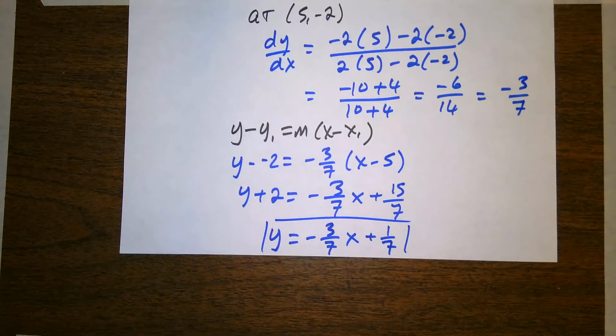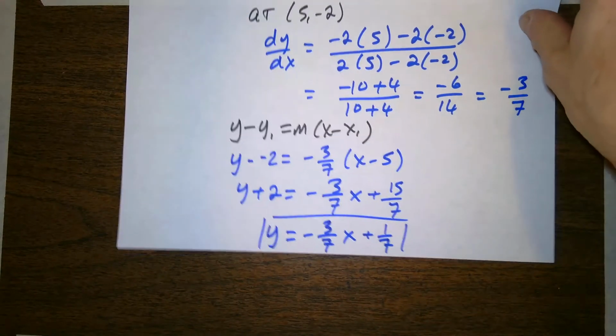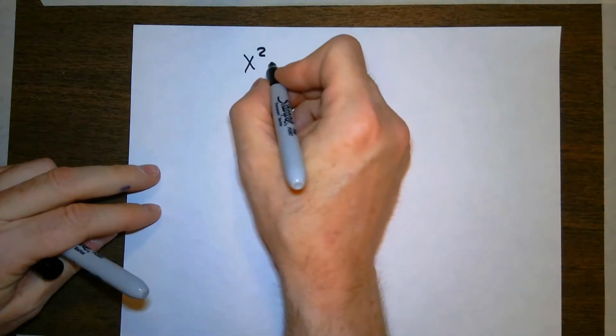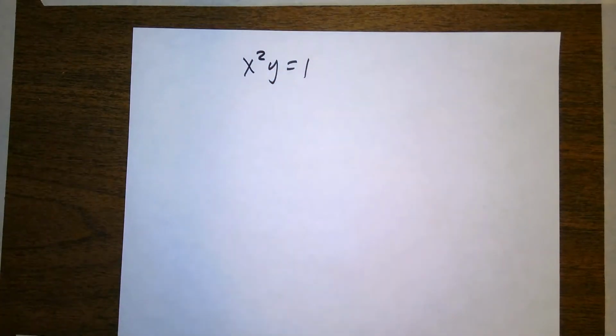All right, so let's take a look at two more examples. The video is getting a little bit long here, but I want to make sure that we do two more examples before we move away from this. How about this curve? x squared y equals 1. Find the derivative of this curve.